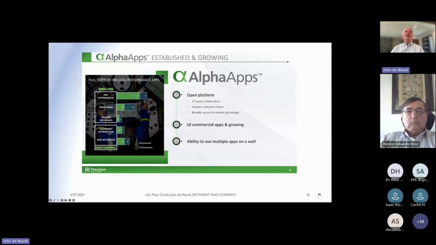So they have drilling with rig optimization. They've got 9 apps and they're developing 3 more. They've got directional, they've got drilling mechanics. And then they have some which they put under cost control, which is about their own equipment.